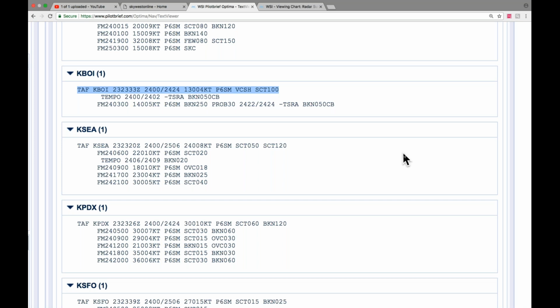But the 2400 to, is that the 24th at 00, until the 24th. So this is basically a 24-hour forecast. Okay. Winds at 130 degrees at 4 knots. And then greater than 6 miles, 6 statute miles visibility. VC and SH showers. Is that?